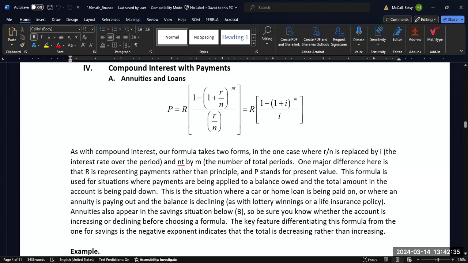So let's walk through an example of using this. Sometimes annuities can appear in both of these contexts, where you're adding to the balance or decreasing the balance. In both of the cases that this formula applies to, the balance is declining. This would be where an annuity is paying out to the owner, so the balance is coming down because there are payments being made out. In the case of a loan, the person is paying the bank to decrease the balance that they owe on their loan.